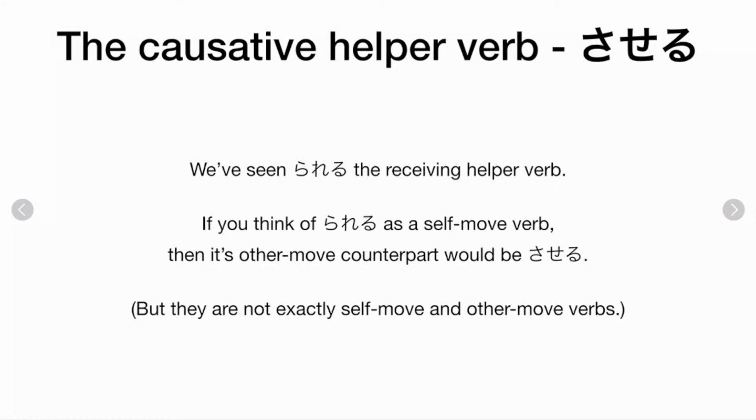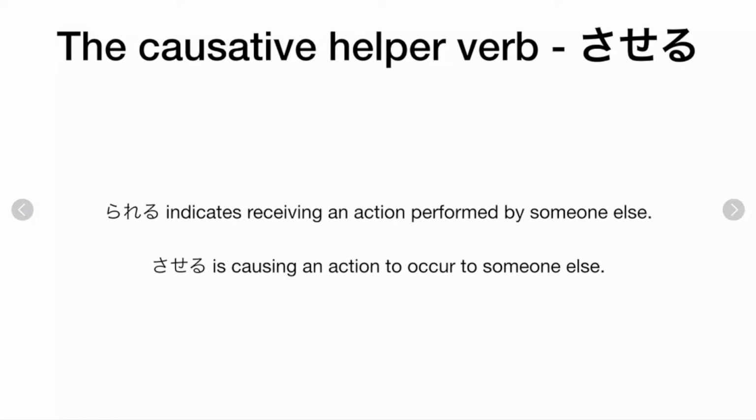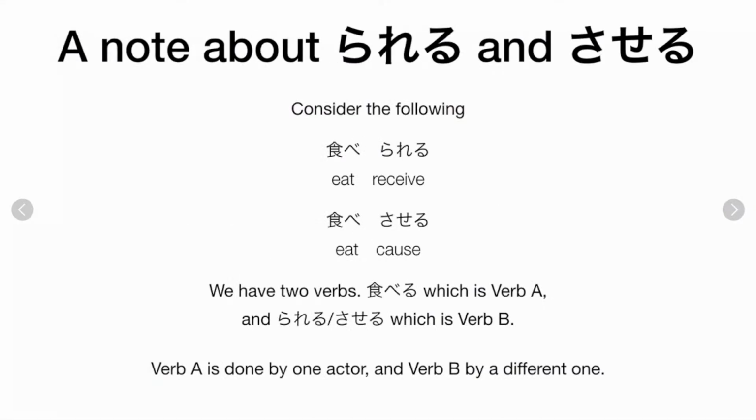So if you think of rareru as the self-move verb, which means to get something, then saseru is kind of like an other-move verb, right? They're not exactly those, but you can think of them that way. Okay? So if rareru says that you get an action that someone else did, saseru is making an action happen to someone else. They get the action instead of you. Right? So if you say tabe rareru is to get, eat, then tabe saseru is to cause to eat.